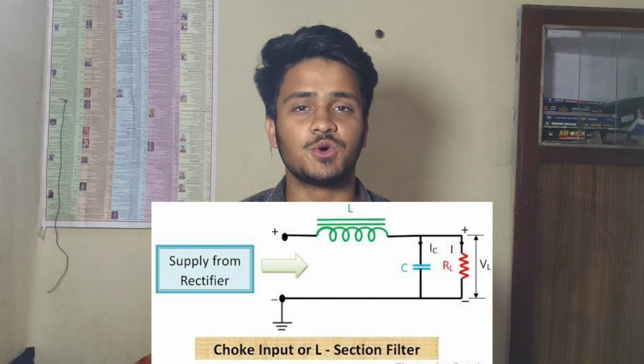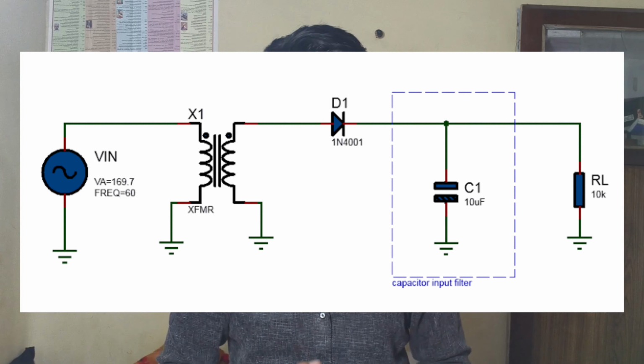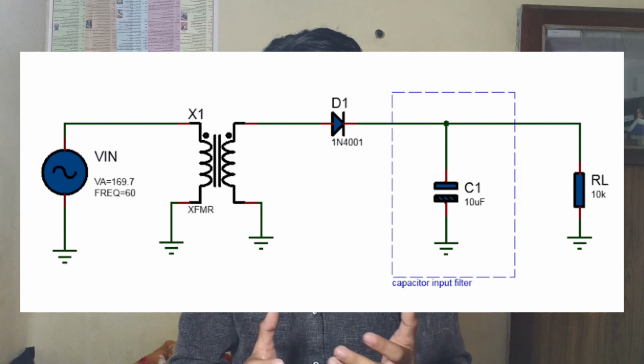Now we are going to discuss the types of filter circuits. There are three types of filter circuits which are commonly used. First is the capacitor filter circuit, second is the choke input filter, and third is the capacitor input filter, or you can say the pi filter circuit. So we are going to discuss the first one, which is the capacitor filter circuit.